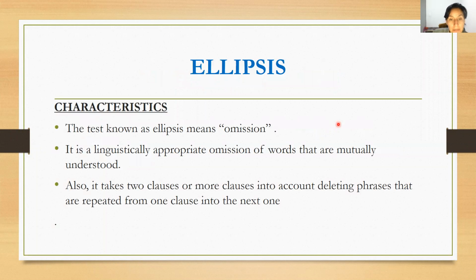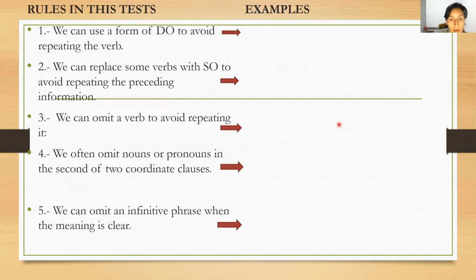Ellipsis. Ellipsis means omission. So it is a linguistically appropriate omission of words that are mutually understood, and they should not be spoken or written in the speech. Then it takes two or more clauses into account, deleting phrases that are repeated from one clause into the next one. There are some rules regarding the behavior of this test. I'm going to explain with the following examples.